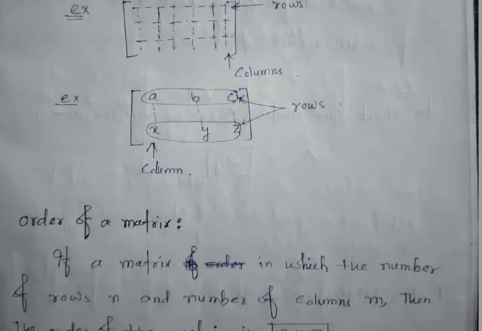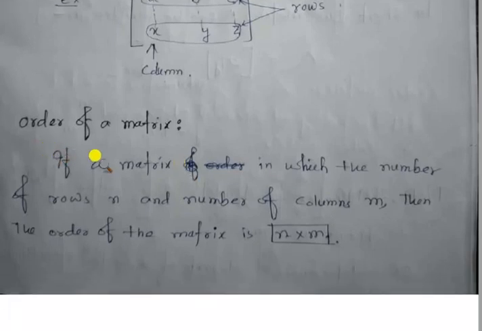Now, order of a matrix. Suppose we consider a matrix in which the number of rows is n and the number of columns is m. Then we call the order of the matrix n by m. We write it as n multiplied by m, and we read it as n by m. So suppose a matrix has 2 rows and 3 columns, then the order of the matrix will be 2 by 3. In this matrix there are 2 rows and 3 columns, so the order of this matrix is 2 by 3.